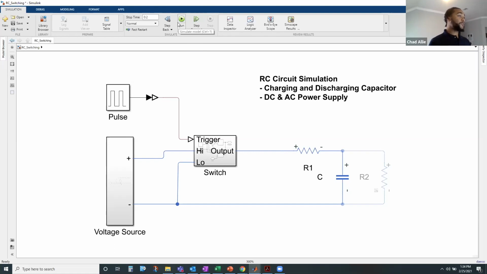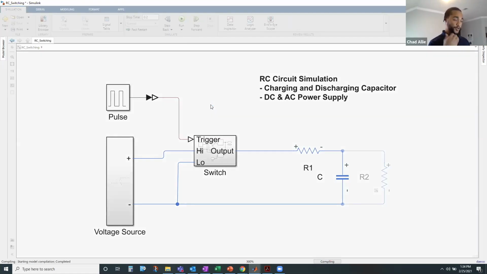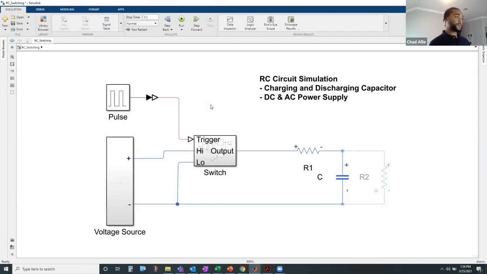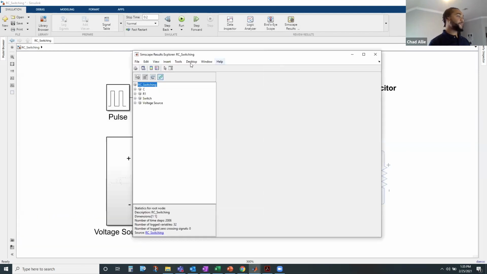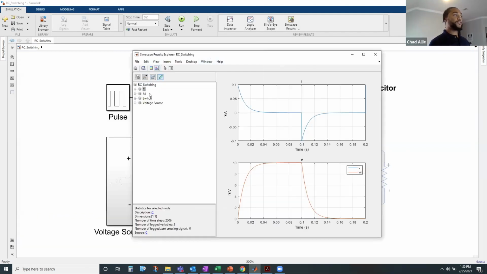Now, with a virtual model, I can simulate this, which executes all those equations that we were looking at earlier. And I can actually take a look at the results from this model. And this would be the equivalent of actually looking at a voltmeter reading or an ammeter reading. And so I can see the current and the voltage of both my capacitor and my resistor, and gain some understanding of how it's charging and discharging, right?